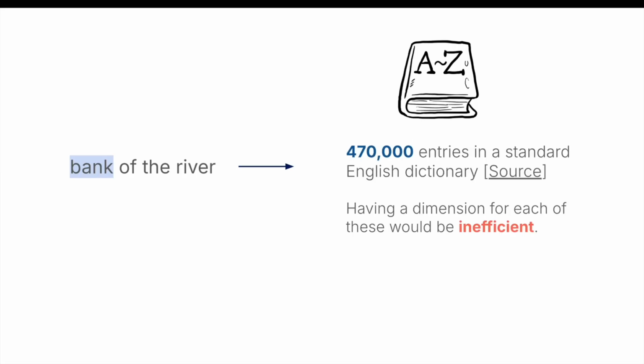There's a problem though, and that is that there are 470,000 entries in a standard English dictionary. That's a lot. So having a dimension or having a number that represents each of those words would be really inefficient when trying to train a machine learning model on it.